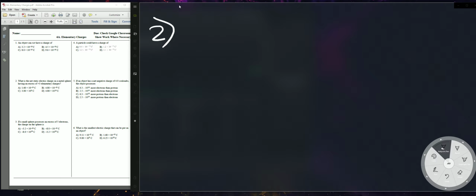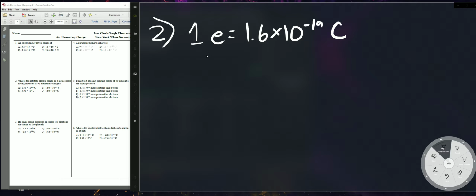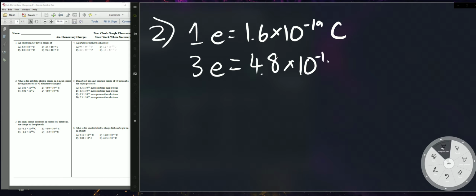Number two says, what is the net static electric charge on a metal sphere having an excess of plus 3 elementary charges? If we know that one elementary charge is 1.6 times 10 to the negative 19 coulombs, then 3 elementary charges are going to have 3 times this one. So you're doing 1.6 times 3, and you get 4.8 times 10 to the negative 19 coulombs. And so the answer choice is B.